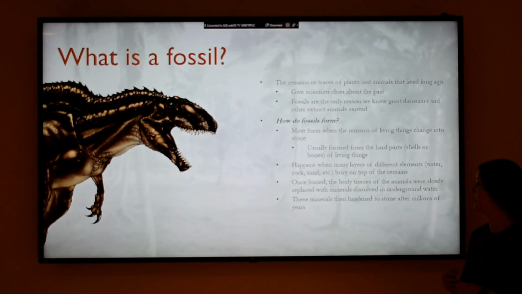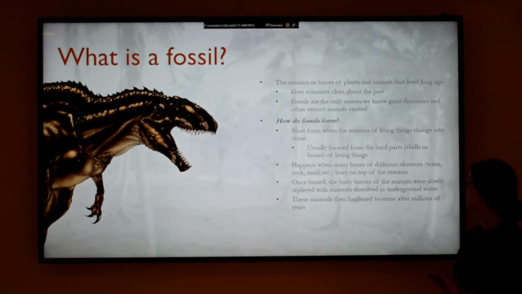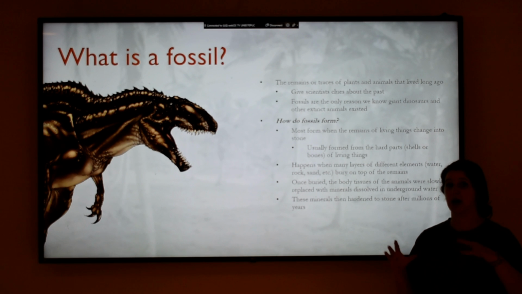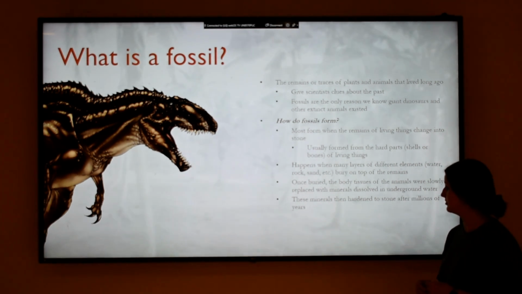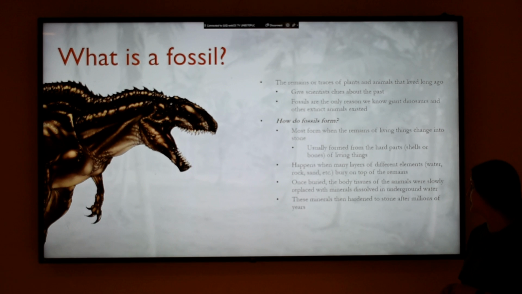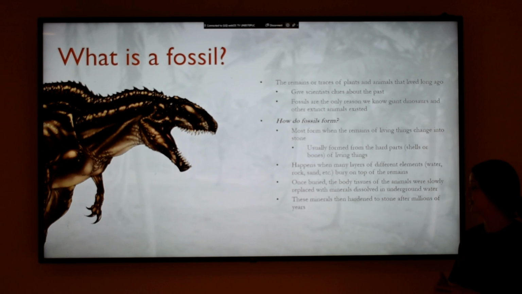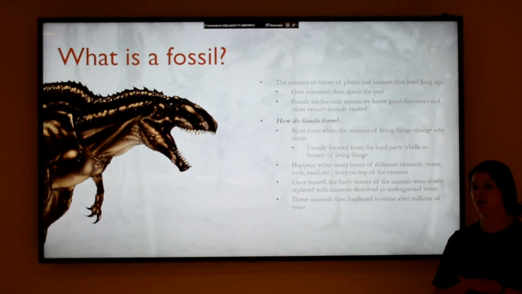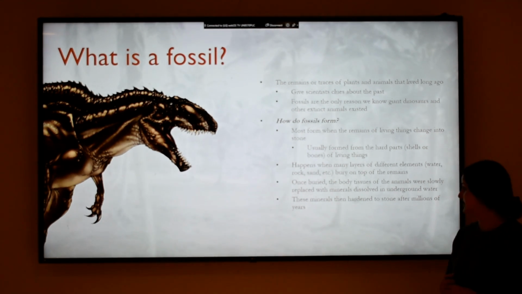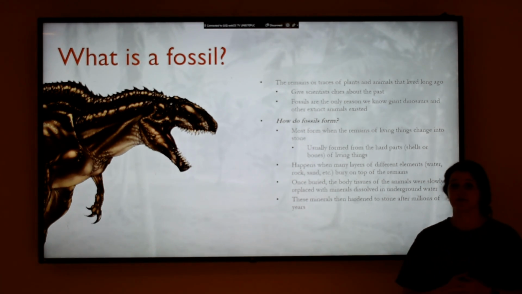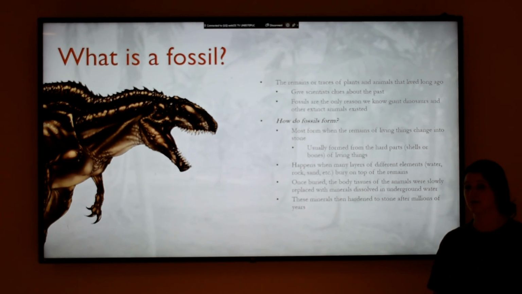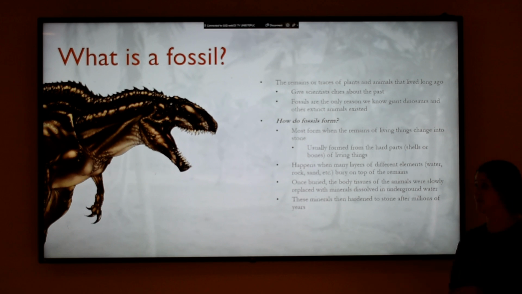They often happen when many layers of different elements like water, rock, or sand bury the remains of an animal. Once they're buried, the body tissues of the animals will slowly be replaced with minerals that dissolve in underground water, so it leaves behind kind of like an impression. These minerals then harden to stone after millions of years. Like I said, fossils are ancient. They're millions and millions of years old, so they've had plenty of time to harden and set up to make a good specimen for paleontologists to study.